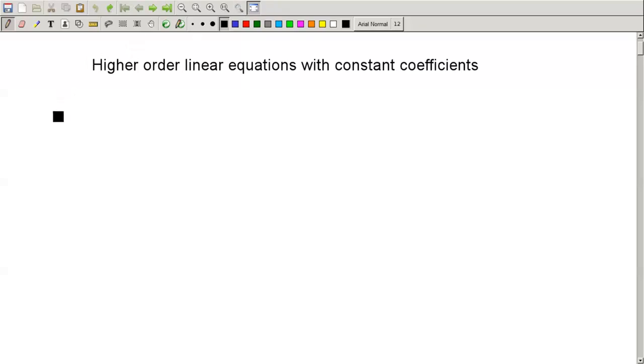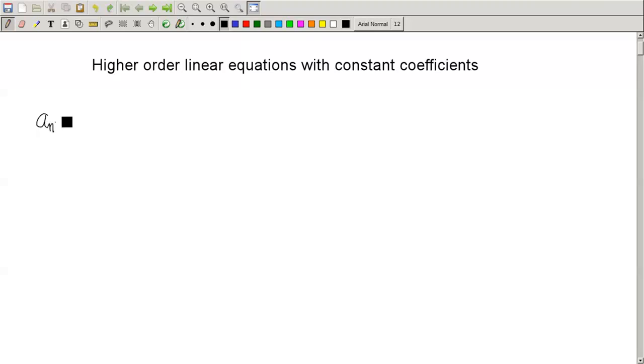In this video lecture, I would like to discuss higher order linear equations with constant coefficients. In the previous topics, we learned how to solve second order linear equations. But here, we'll look at higher order, meaning that we could have third derivative, fourth derivative, etc. So we are interested in solving equations of the following form.